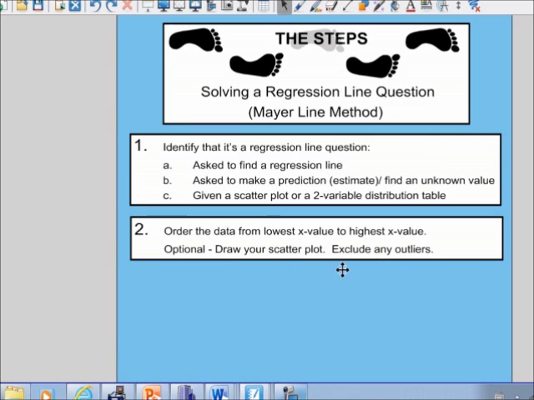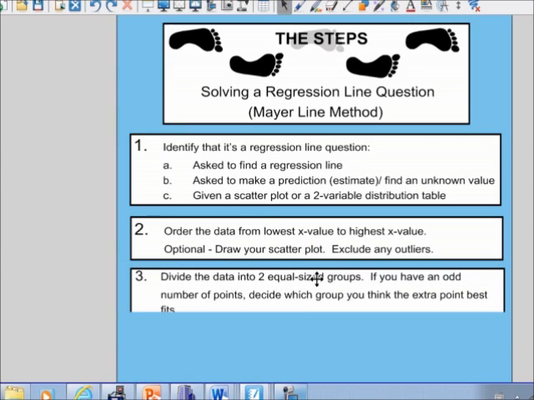Alright, so we've got our information ordered. Usually we're going to look at doing that in a table, but again, you could do a scatter plot. And after that, we're going to divide our data into two equal sized groups. So if you have an even number of points, that's easy, the lower half and the upper half. If you have an odd number of points, you're going to have one extra value, and you're going to have to decide whether that middle value goes with your bottom group or your top group. It's not a big deal which group you put it in. Usually I'll try and put it in the one that has closer x values to it, but other times it won't make a difference at all.